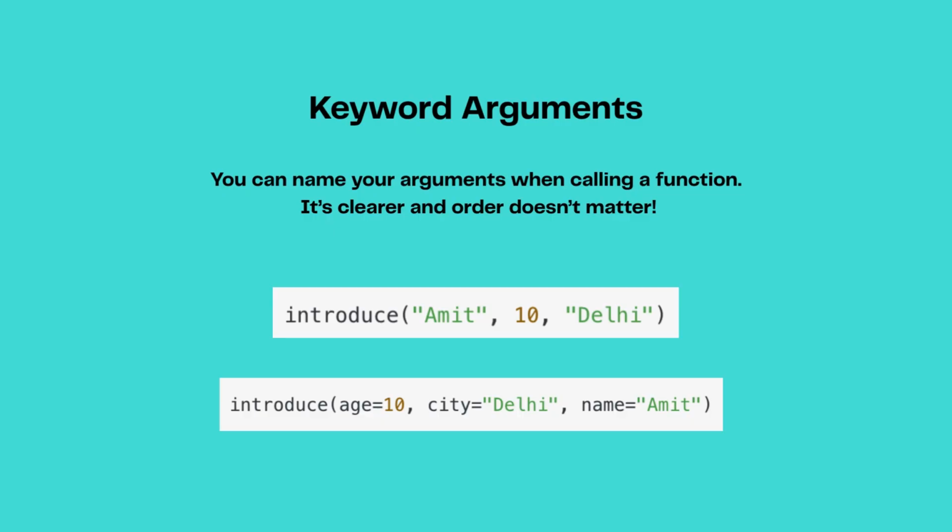Now comes keyword arguments. What is it? A keyword argument is when you name your arguments when calling a function. For example, when you're calling a function which has multiple parameters, you will have to pass the parameters in a particular order. But using keyword arguments, you can pass them in any order, but you will have to provide what key you are passing. Okay, so let me show you with an example.